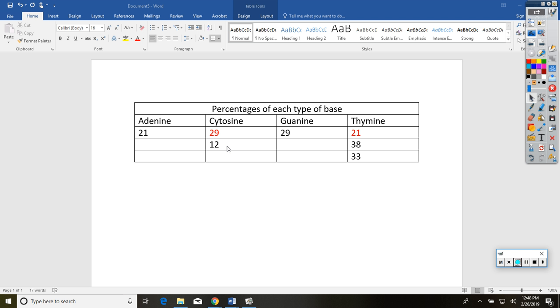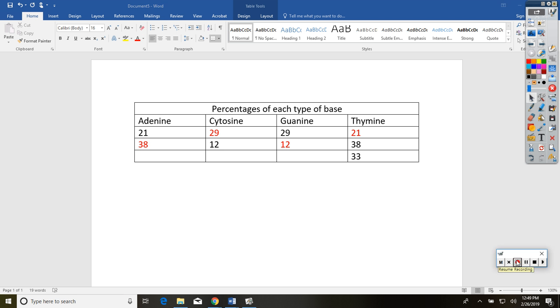In the second one, it gives me the percent of cytosine and the percent of thymine. So again, we can figure out the percentage of the other bases because we know that cytosine and guanine should be equal and adenine and thymine should be equal. So if we start with the cytosine, it gives us 12% is cytosine. Then I look at the guanine and I say, well, if cytosine is 12%, guanine is 12%. Likewise with the thymine, if thymine is 38%, I know adenine should be equal to that, so adenine should be 38%.